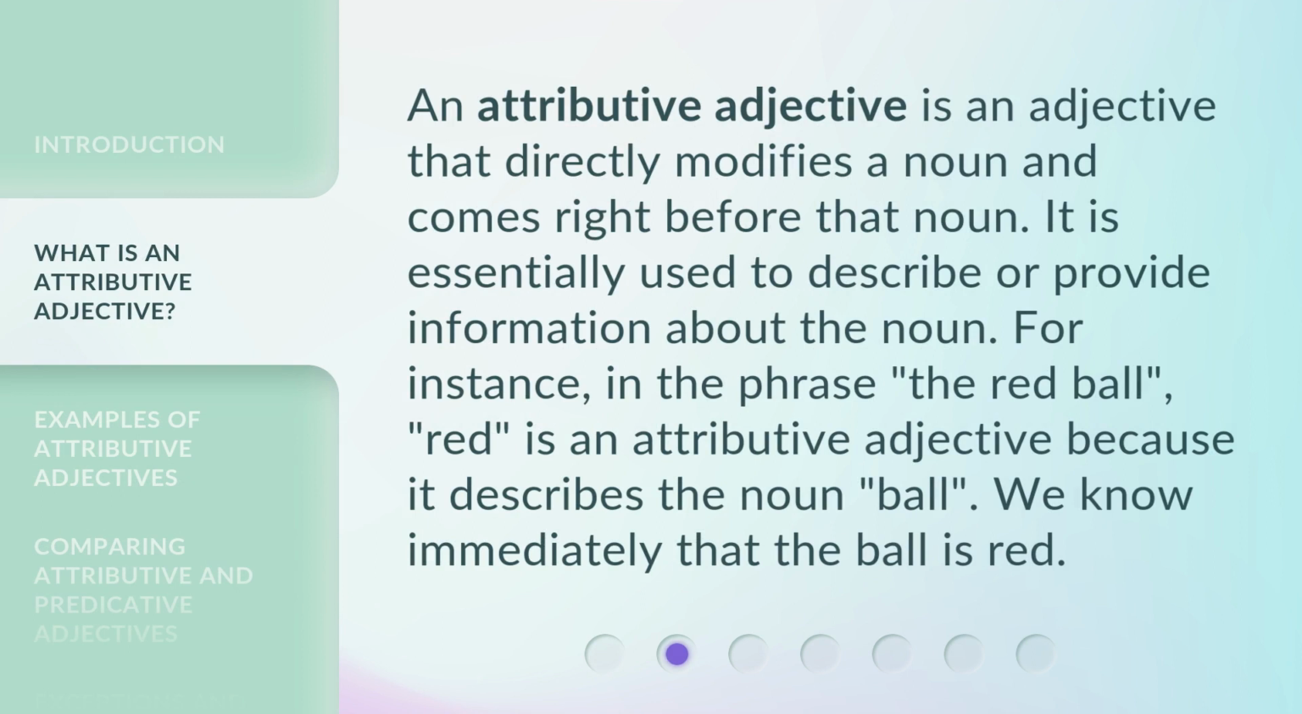An attributive adjective is an adjective that directly modifies a noun and comes right before that noun. It is essentially used to describe or provide information about the noun. For instance, in the phrase, the red ball, red is an attributive adjective because it describes the noun, ball. We know immediately that the ball is red.